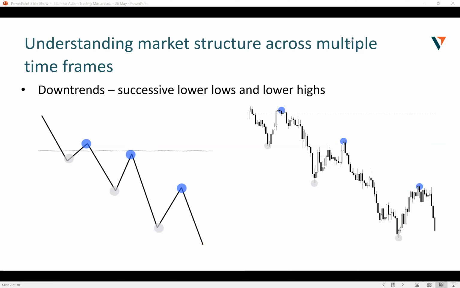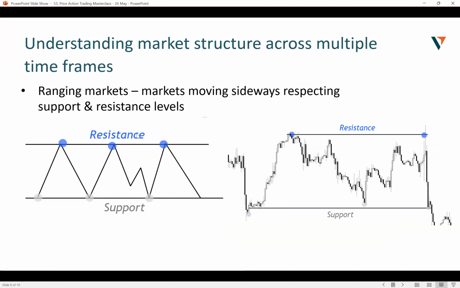Okay, so the last one that we have would be markets in ranging, right? So essentially trading sideways. In a ranging market, we are seeing price move to respect both the support and resistance zone. In this case, there are two ways to trade it, right? One way would be straddling, trading in between, so selling at the resistance, buying at the support.